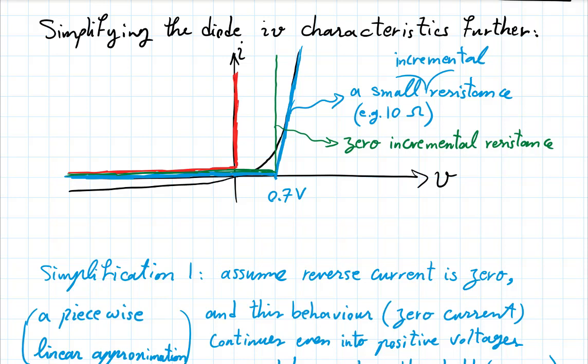Now, working backward, you can also build these other two models based on an ideal diode. Imagine I give you an ideal diode, so something that has the red curve. Can you add something to it to make something that has the green curve? Add a voltage source, a 0.7 volt voltage source to it, a battery, in series.